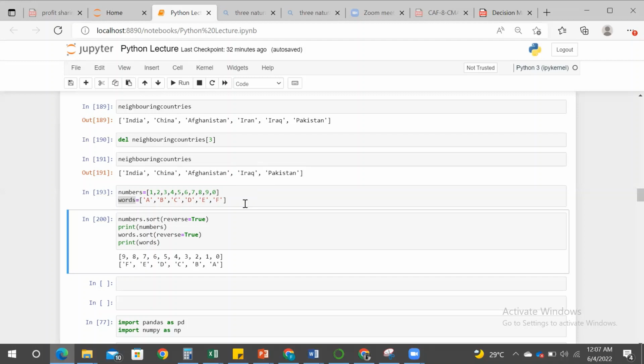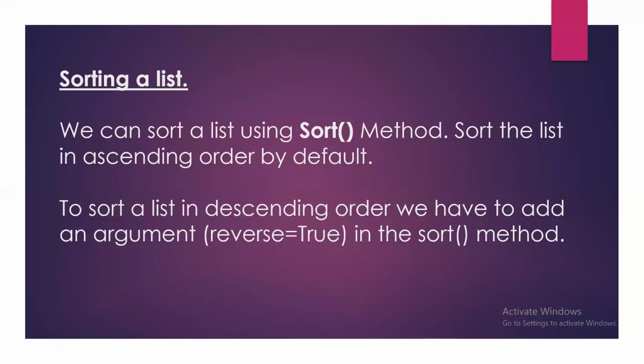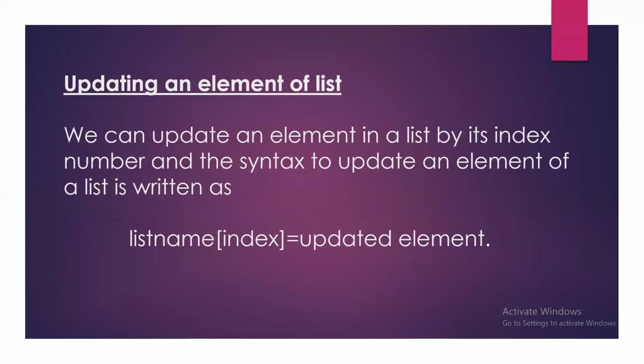We can also update an element of a list by its index number. In that case, we will type the list name, we will provide the index of the element which we want to update, and then we will provide the updated value of the element which we want to change.